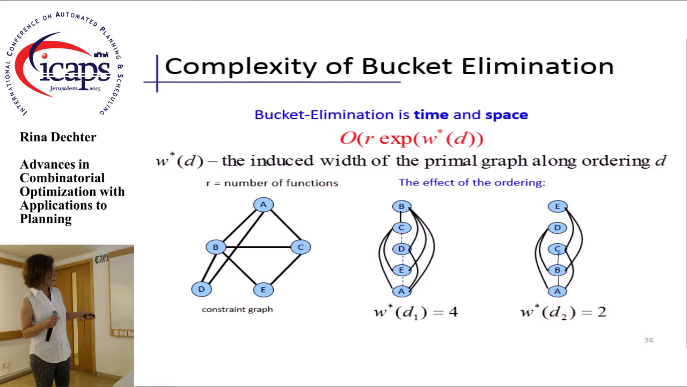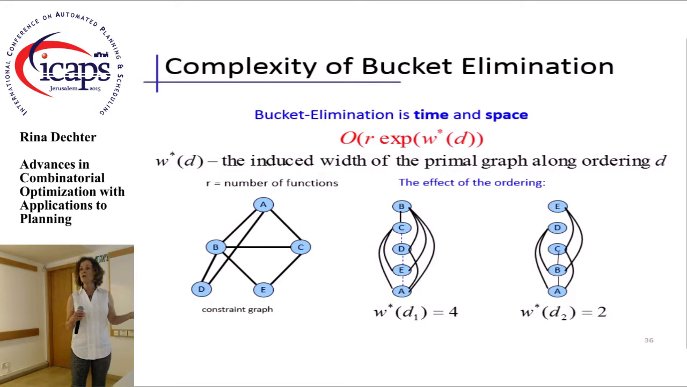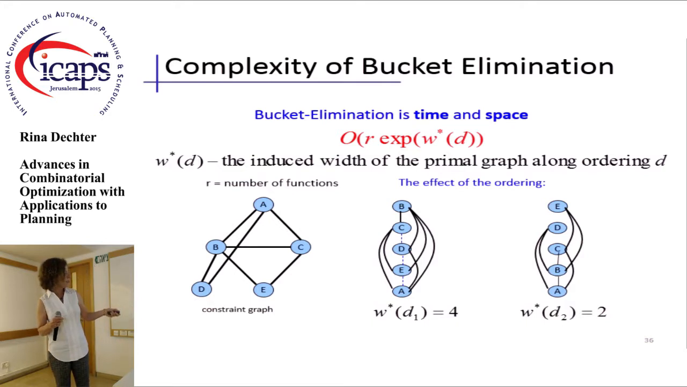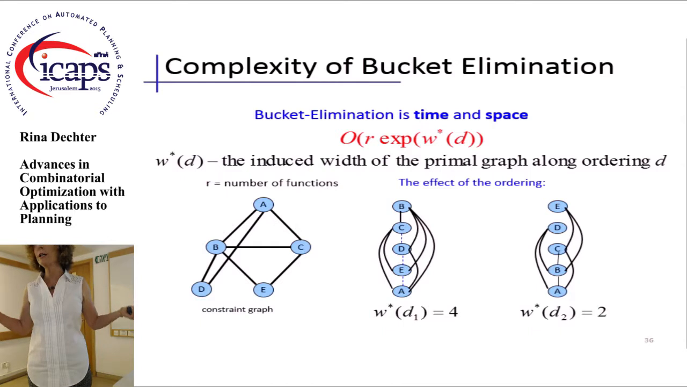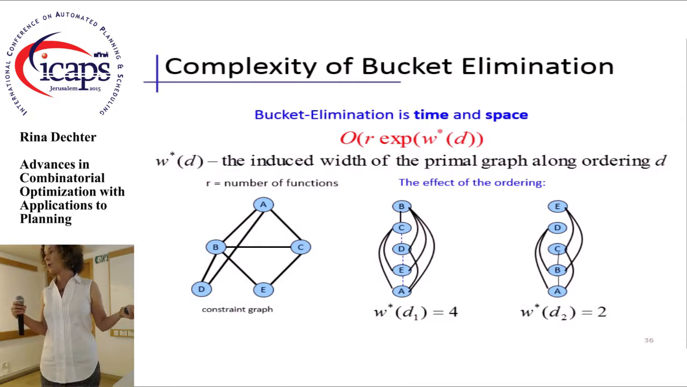You can see that here I have a variable that has four arcs going backwards, so the induced width of this ordering is four. I could choose a different ordering, for example E, D, C, B, A. That's a perfectly legal different ordering. I have freedom in the ordering that I'm choosing.